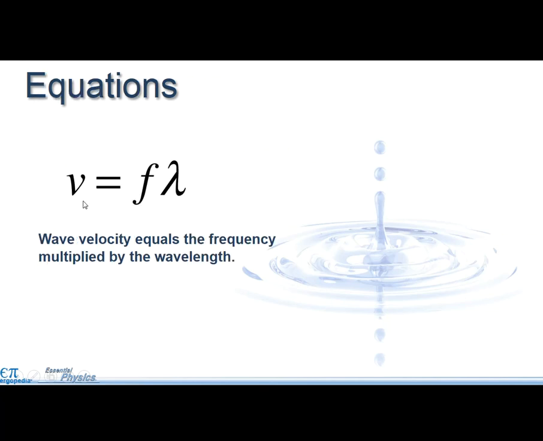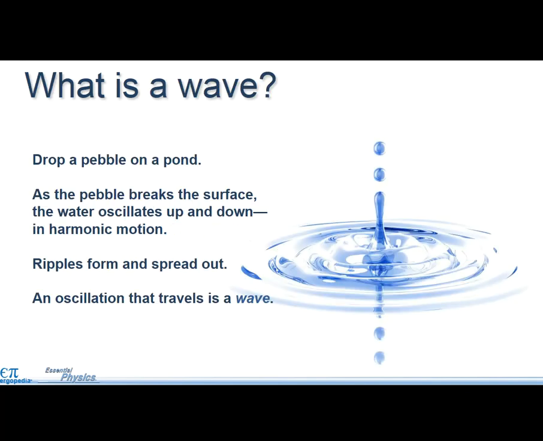Here's our equation. This is the big one, right? v = fλ. This is an important one, and you need to have this one on your crib sheet. You need to know how to work this equation. Wave velocity is frequency multiplied by wavelength.